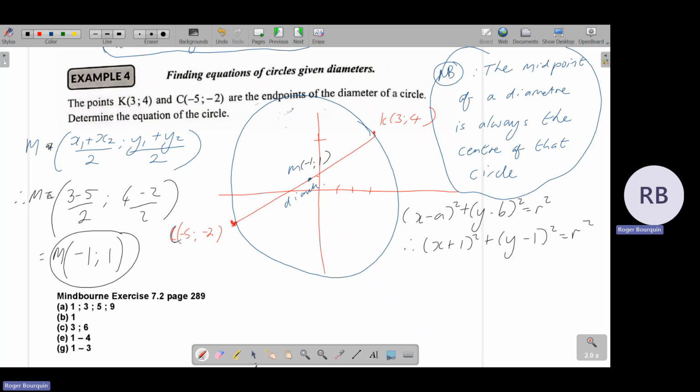So is a circle a function? No. Why? Because every x goes to more than one y value. A vertical line would cross it twice. That's why I can never write the circle as f of x, guys. It's not a function.